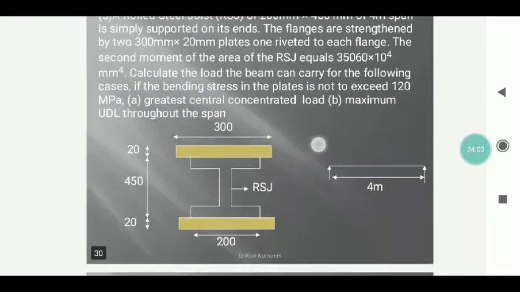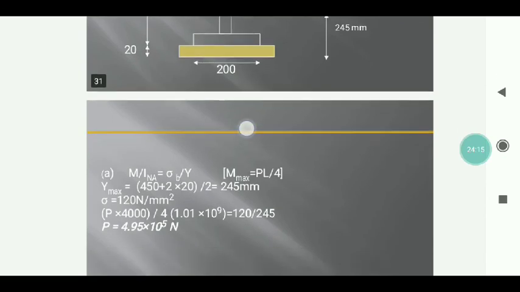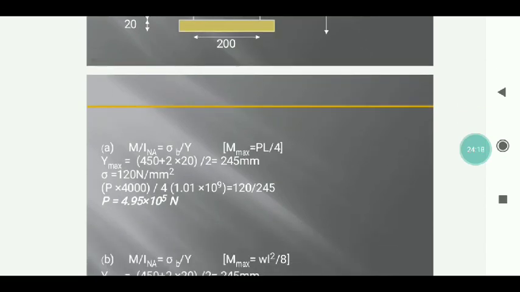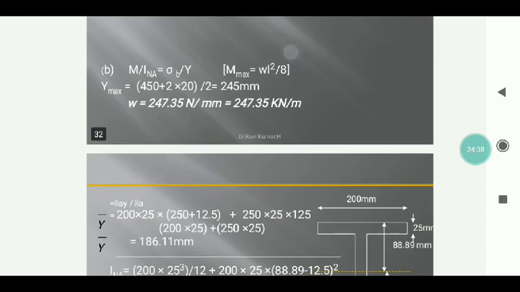So in the second semester we spoke about how to calculate moment of inertia. A similar workbook has been done here. Please go through this. If you have any doubts you can call me on my mobile. In the same way we go into the moment of inertia calculation. M by I, after calculating moment of inertia, sigma by y. So hence we get P is equal to 4.95. Then we substitute that in a similar way, and if it's a point load we calculate it is equal to 247.35 kilonewton per meter. So this is a problem here.